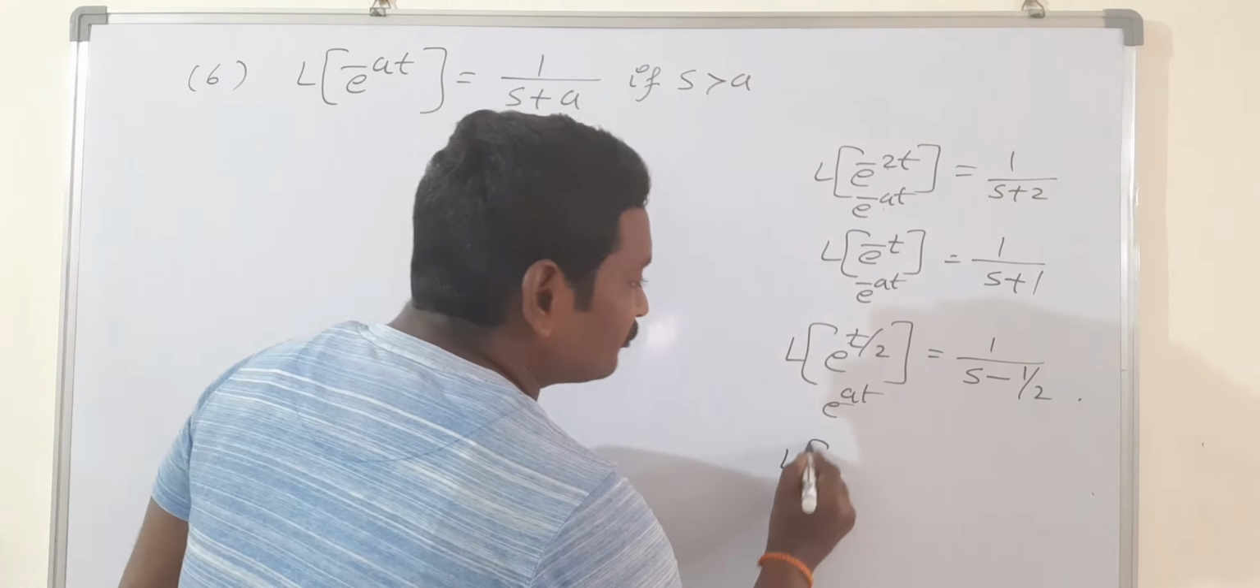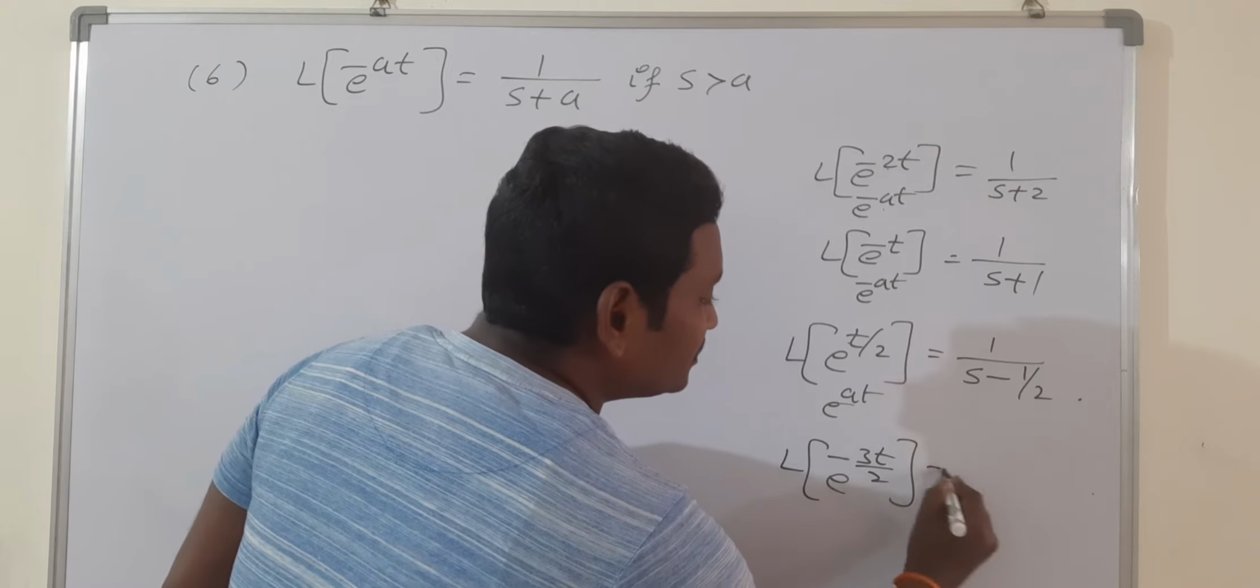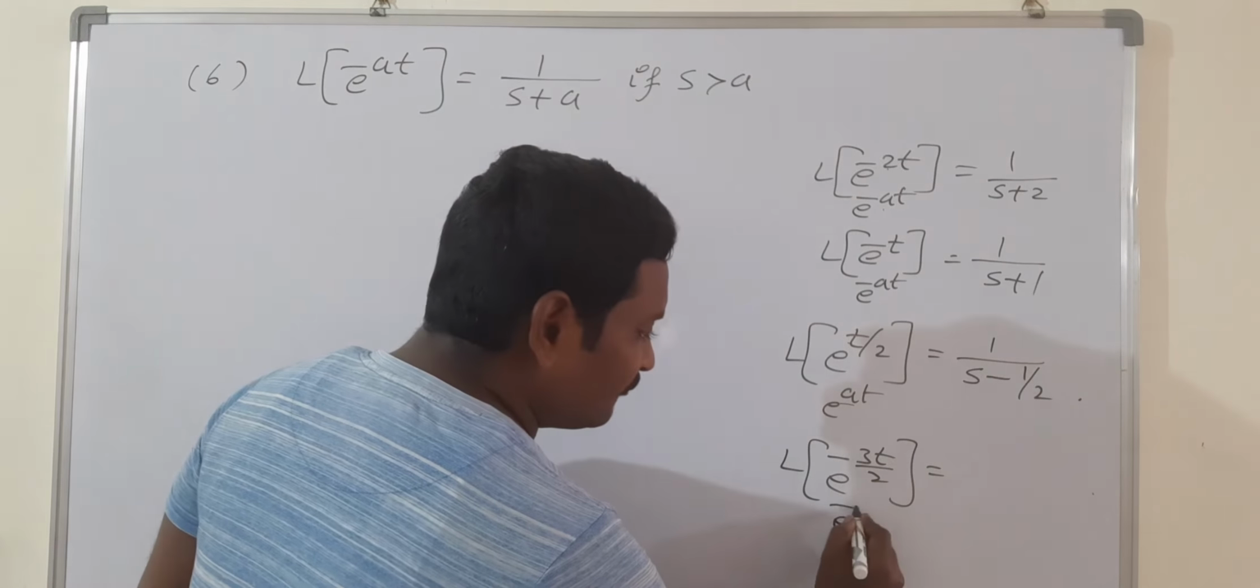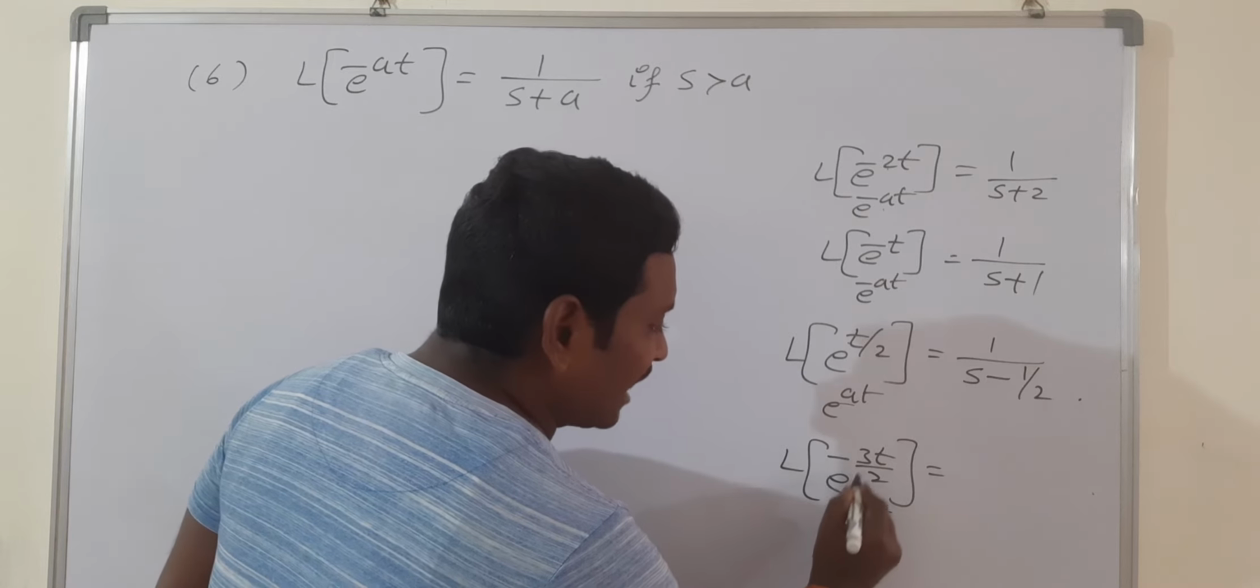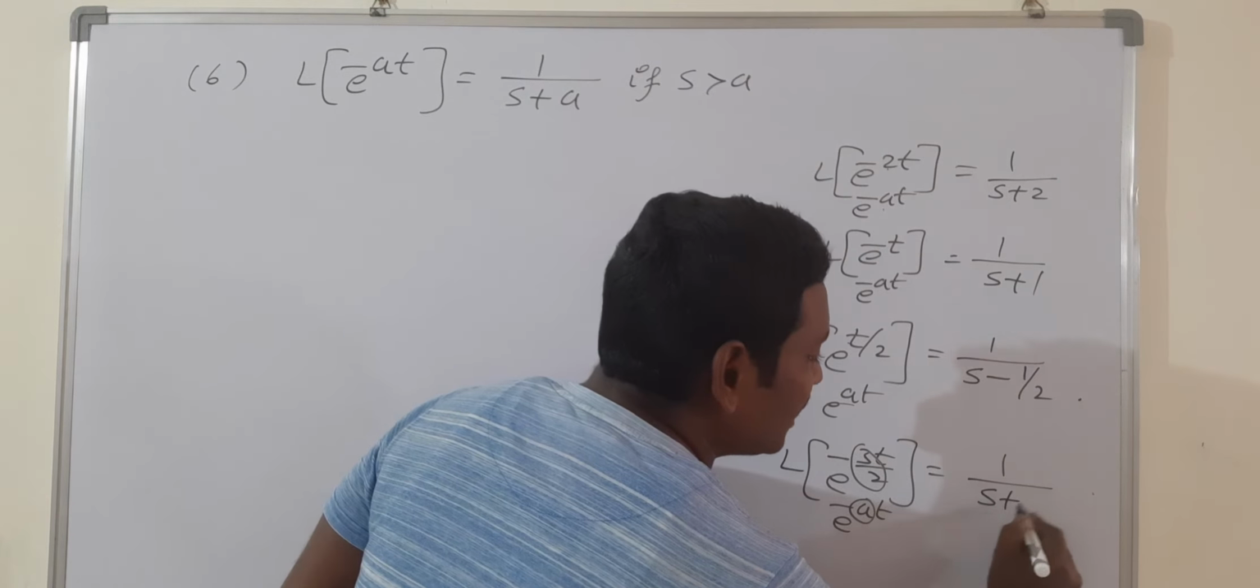For example, you have to find out L of e power minus 3t by 2. Then what is the result? It is in the form of e power minus at, and the value of a is 3 by 2. That's why we will get 1 by s plus 3 by 2.